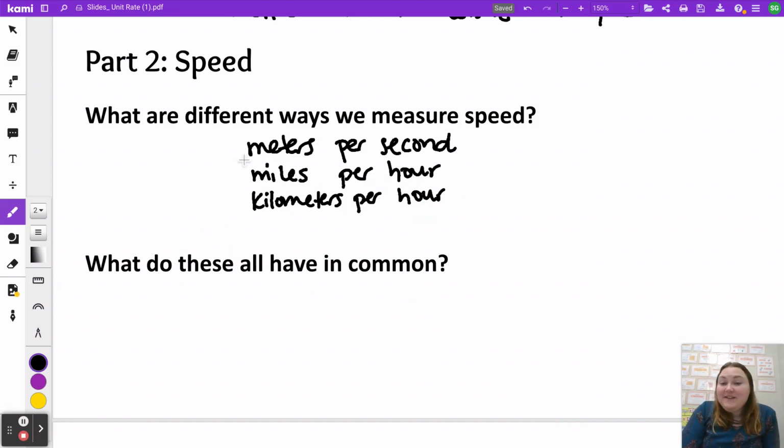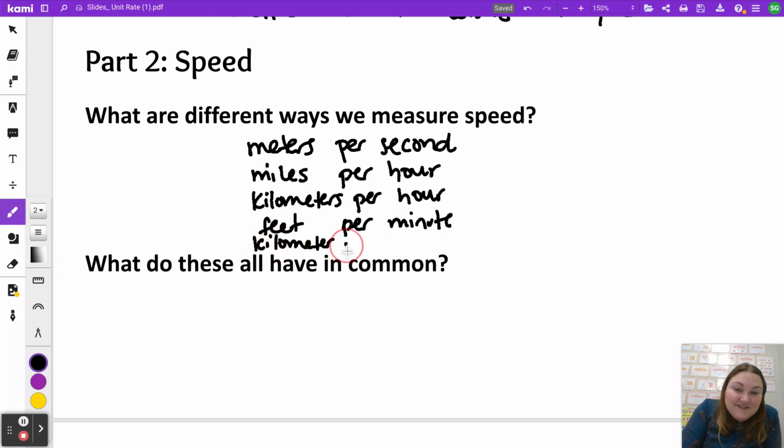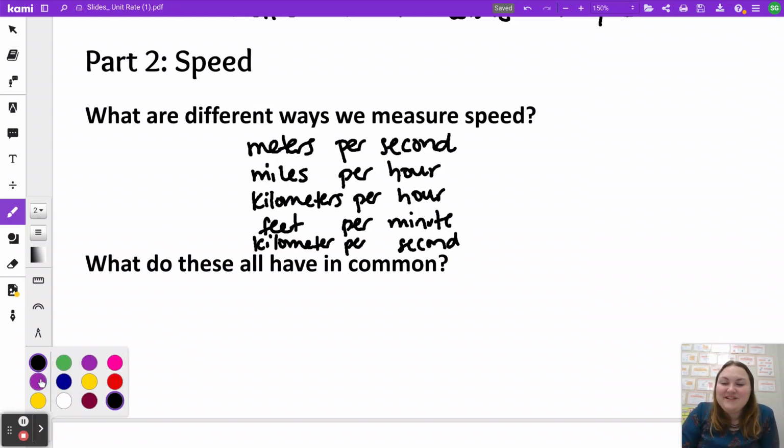And these are not all of the different ways you can measure speed. There are plenty of other speeds. You can measure something in feet per minute. You can measure things in kilometers per second. But I wanted to come up with a list of a couple examples to show, when we get to the second question, that there is something that all of these have in common.